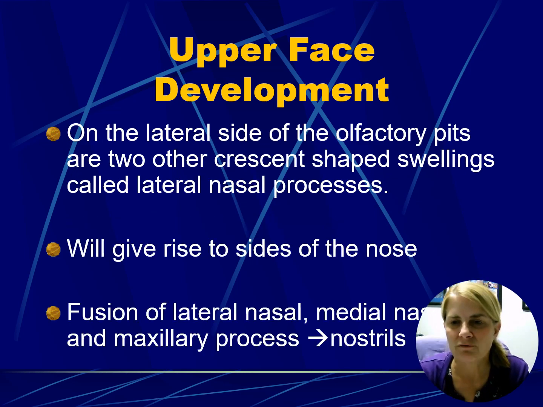On the lateral side of the olfactory pits are 2 other crescent-shaped swellings called lateral nasal processes. That's going to give rise to the sides of the nose. The fusion of the lateral nasal processes, the medial nasal processes, and the maxillary processes gives us the nostrils. The medial nasal process, when that fuses to give us the upper lip meeting with the maxillary processes, will also continue to move inward to give us the nasal septum area.